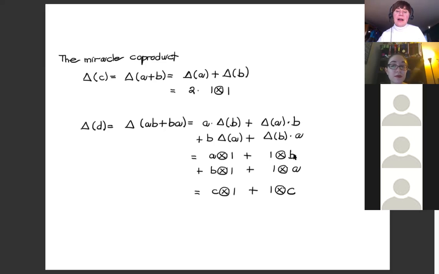And then the miracle arrives. So the coproduct applied to B is 1 tensor 1. A times that is A tensor 1. Coproduct of A is 1 tensor 1 times B is 1 tensor B. Same thing here. And then you have the funny thing. A tensor 1 plus B tensor 1, A plus B is C. And the other one, 1 tensor B plus 1 tensor A, plus B is C. So we get something that's always in terms of C's. So the whole point is that there's something funny happening here.